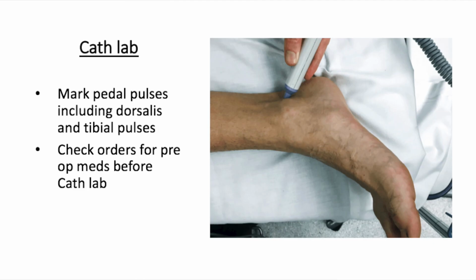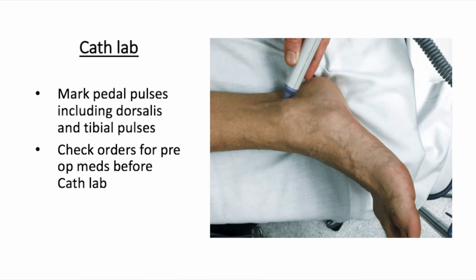So I want to highlight some important tasks to take care of prior to them going in. For your patient that's going into the cath lab for possible stent placement, you always want to mark the pedal pulses, including dorsalis and tibial pulses, and make sure that they are palpable, or if you need a Doppler to palpate them, note it and chart it.